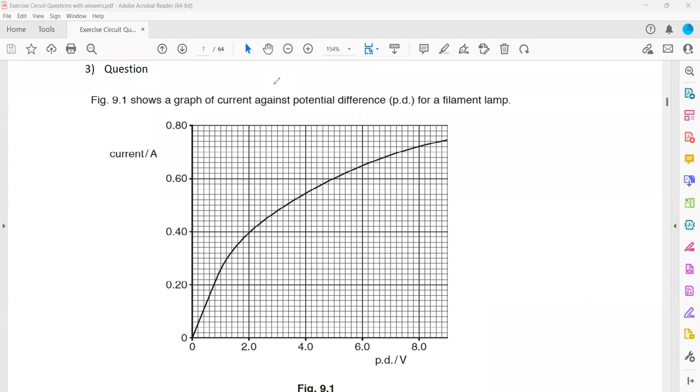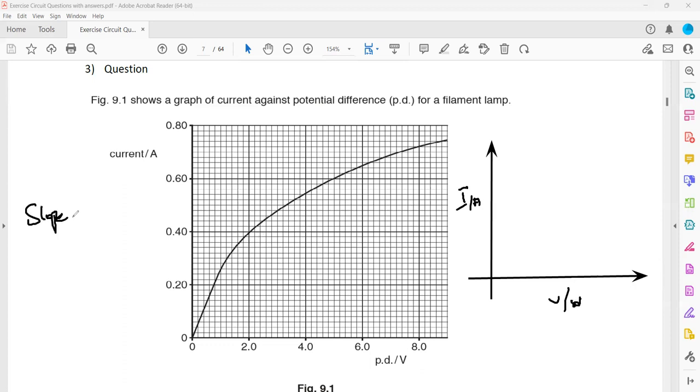For a filament lamp, as it's a metal, for metals, as the temperature increases, the resistance will increase as well. How do I know that the slope is the reciprocal of the resistance? Because the slope is equal to the quantity on the y-axis divided by the quantity on the x-axis. That's the slope. Which quantity is on the y-axis? Current. And which quantity is on the x-axis? Voltage. So it's I over V.